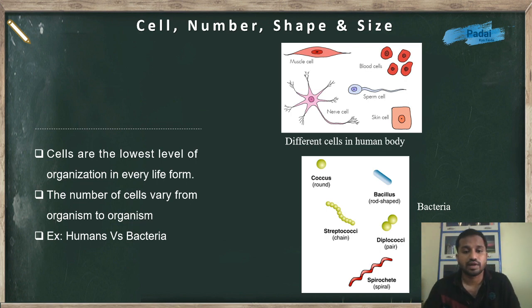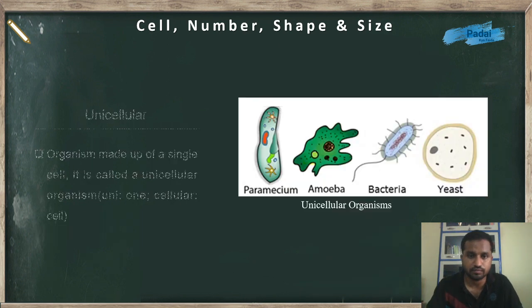So basically it is the lowest level of organization in every life form, right? The number of cells varies from organism to organism. Let us take the example of human beings. In humans we have billions and trillions of cells, whereas bacteria is a single cell organism. But humans are multicellular. We have different types of cells. We have neurons, muscle cells, bone cells, blood cells, RBCs, WBCs. We have several types of cells present in our body, in billions and millions in number. But bacteria is a single cell organism.